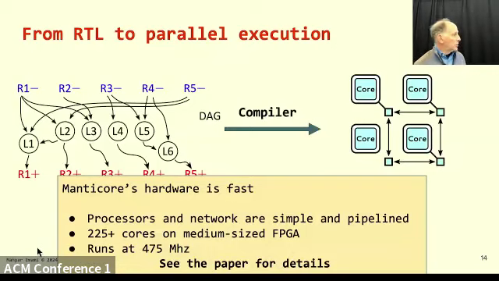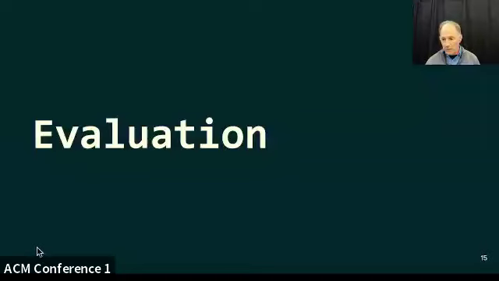So we're able to put 225 cores on a medium-sized FPGA that costs a few thousand dollars, then plug it into your machine, and it runs at 475 megahertz, which is pretty good for that FPGA. Again, see the paper for details.